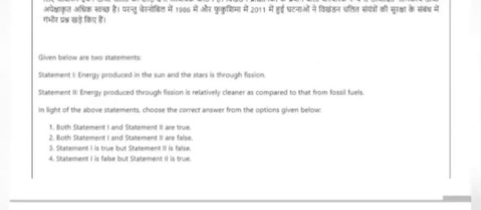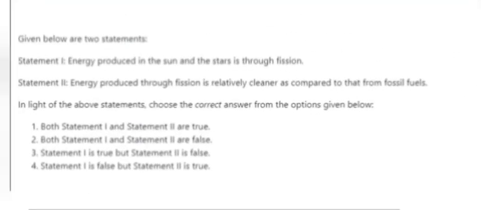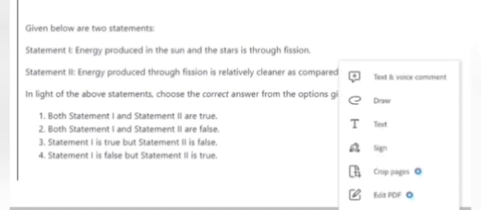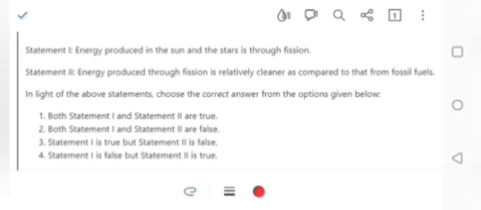Next says, given below are two statements. One says energy produced in the sun and the stars is through fission. Two says energy produced through fission is relatively cleaner as compared to that from fossil fuel. Options: one and two are true, one and two are false, one is true and two is false, one is false but two is true. What will be correct? It will be one is false, but two is true.